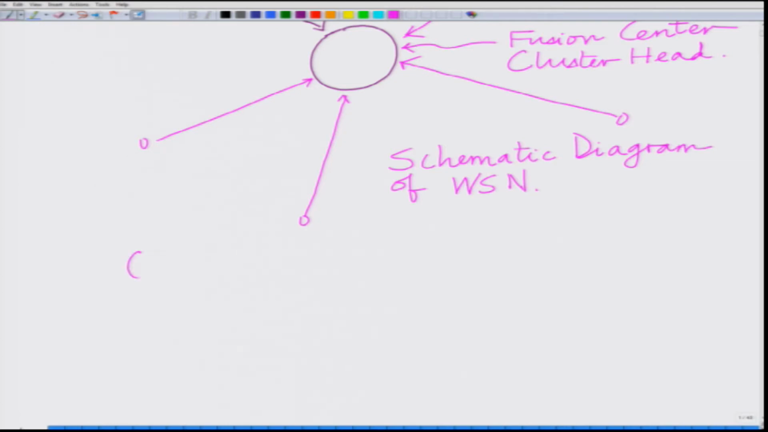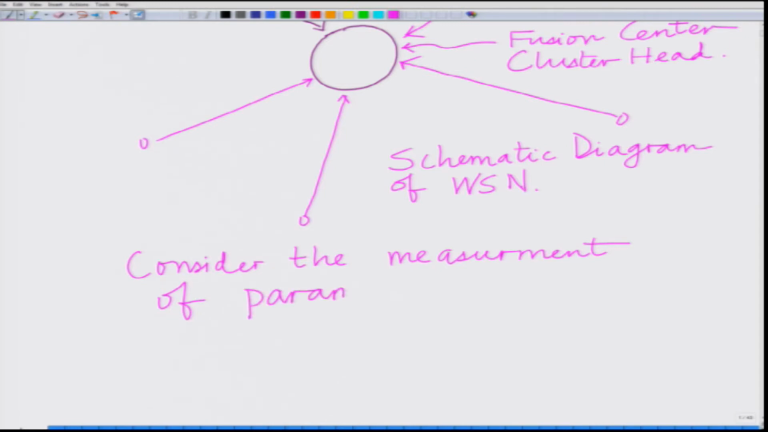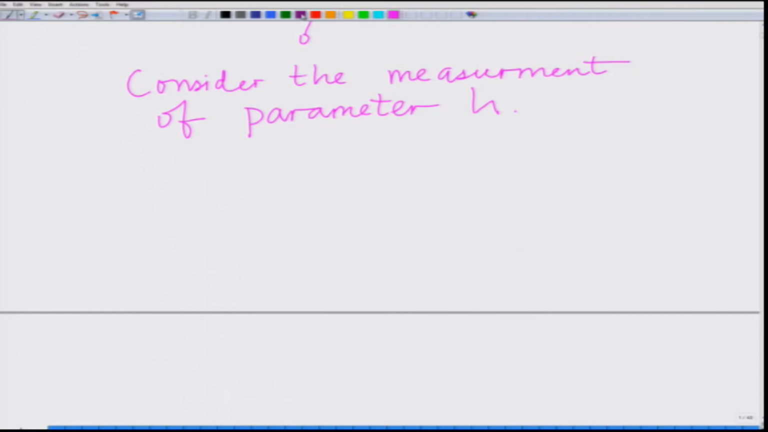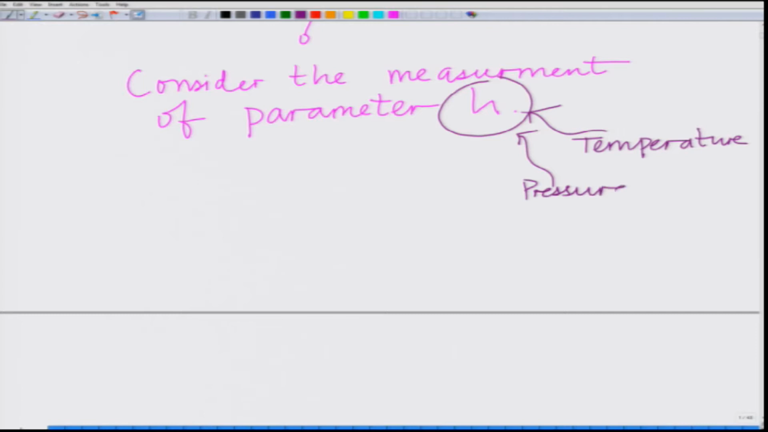So, consider the measurement of a parameter. This parameter we are going to denote by h. This parameter can be anything. For instance, in a wireless sensor network, typically you measure parameters such as the temperature, or the pressure, or for that matter the humidity.